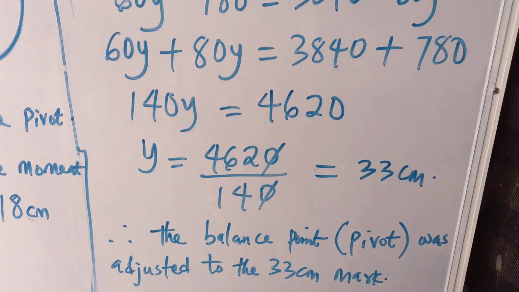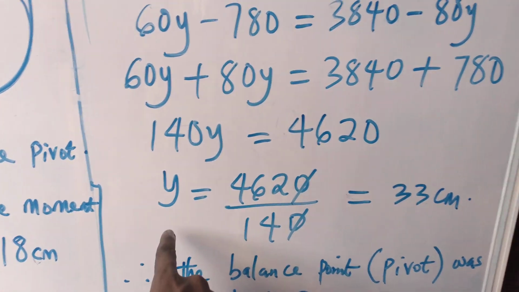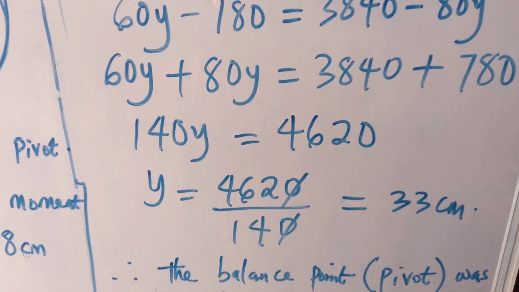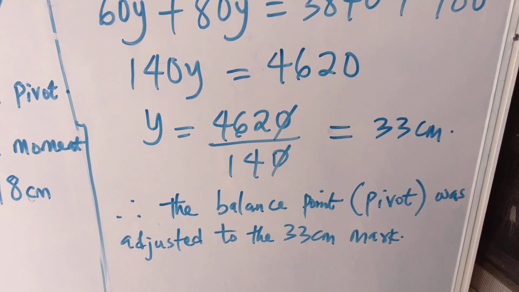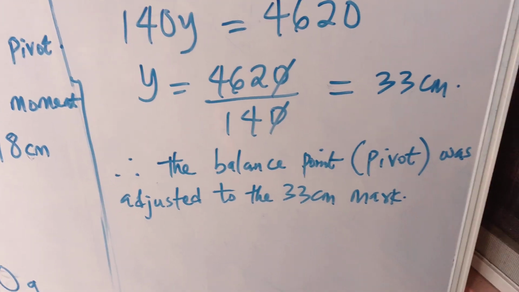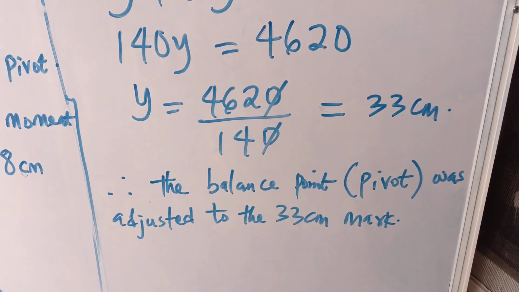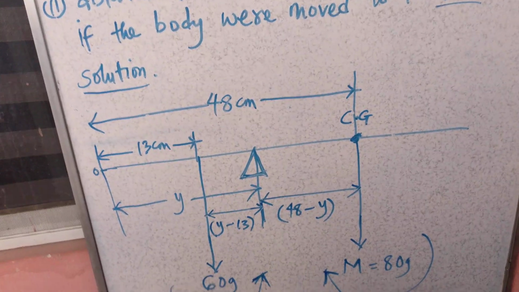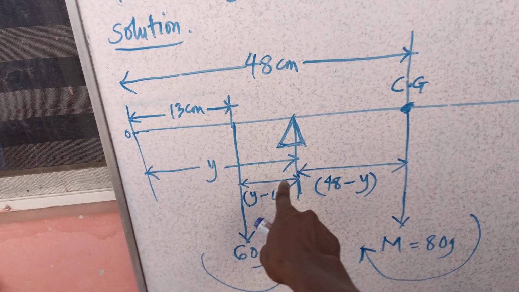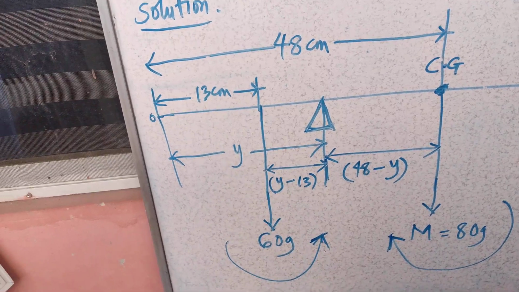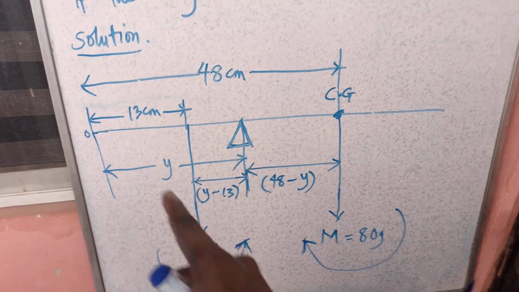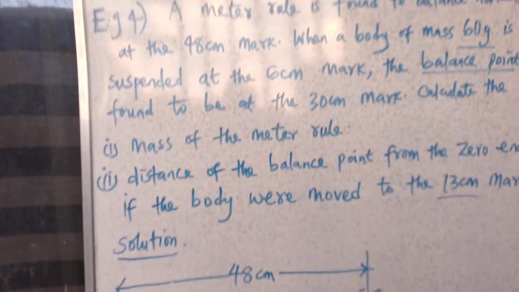Okay, so y now, divide by the coefficient of y, divide by 140. I have that y is equals to 4620 divided by 140, that is 33 centimeter. So it means that the balance point was adjusted to the 33 cm mark. That is the value of y. Okay, so I have the value of y here. Y is 33 centimeter. That's the balance point, and that is the second diagram. Okay, take note of that. Okay, so we have solved that question.